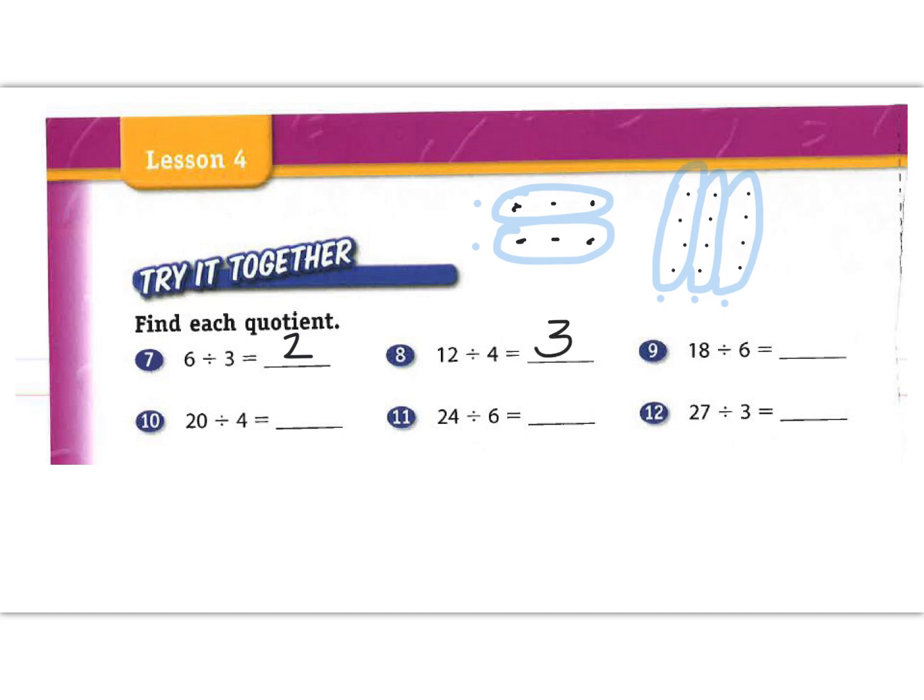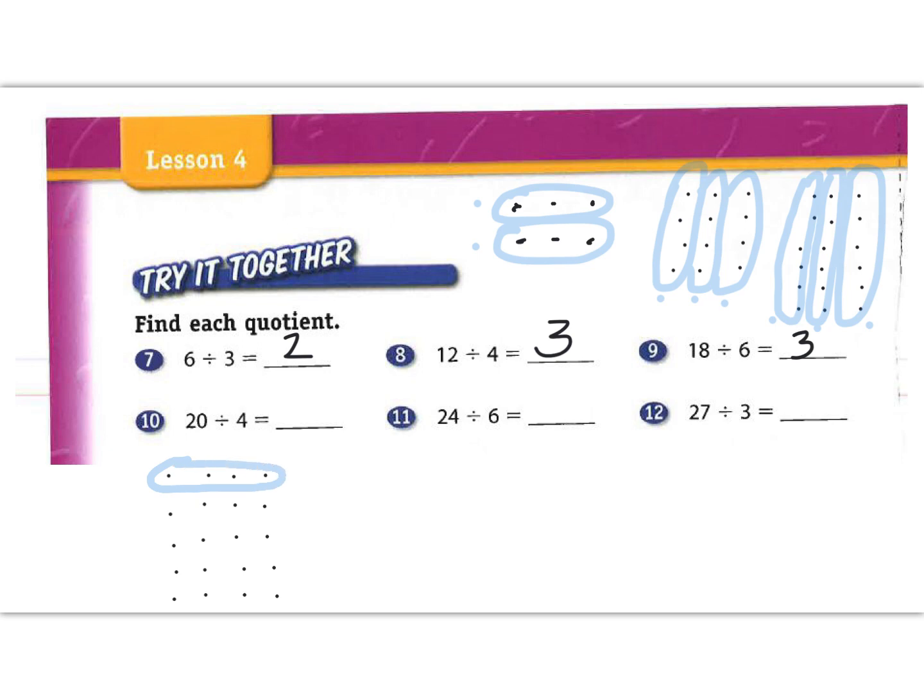The next one is 18 divided by 6. So we want 6 dots in each group, and we can see we have 1, 2, 3 groups, so 18 divided by 6 equals 3. The next one is 20 divided by 4. So we want 4 dots in each group. And then we can see we have 1, 2, 3, 4, 5 groups total. So 20 divided by 4 is 5.